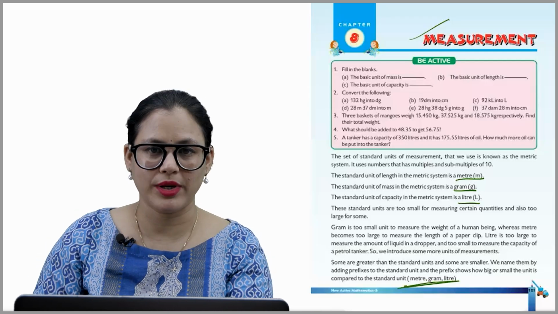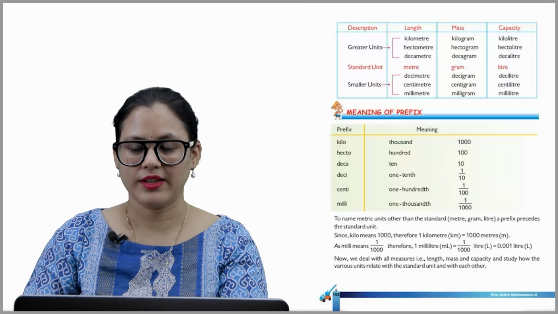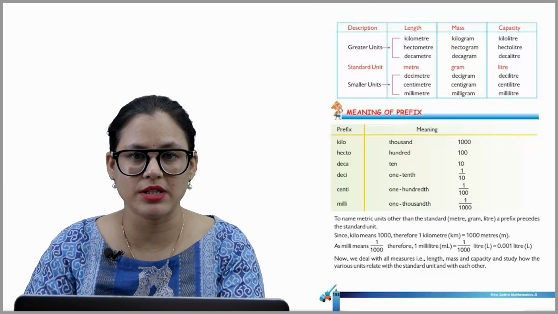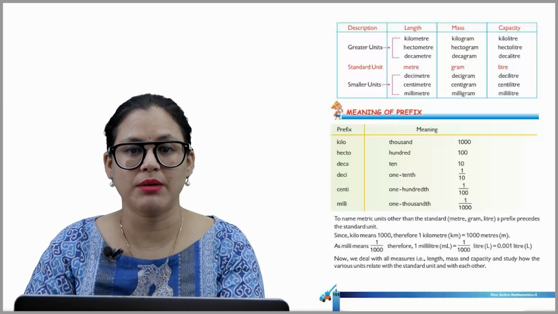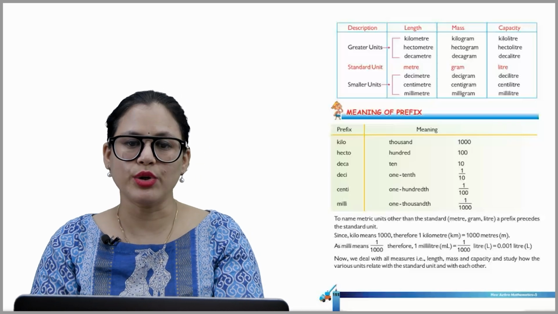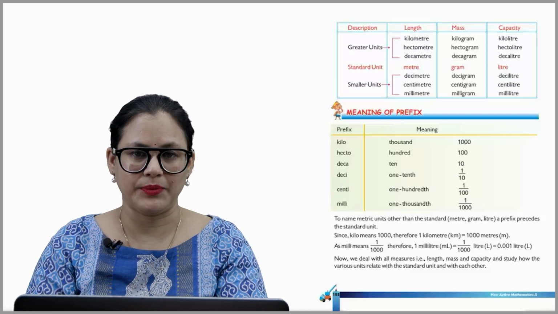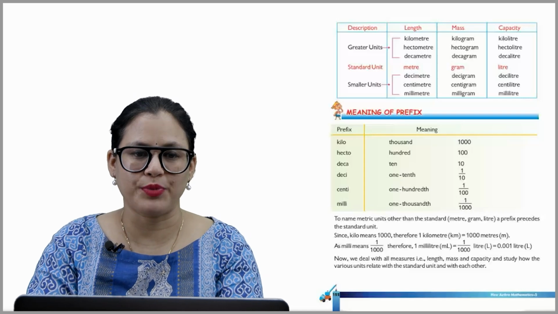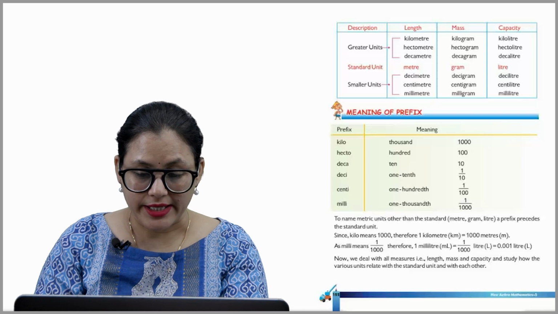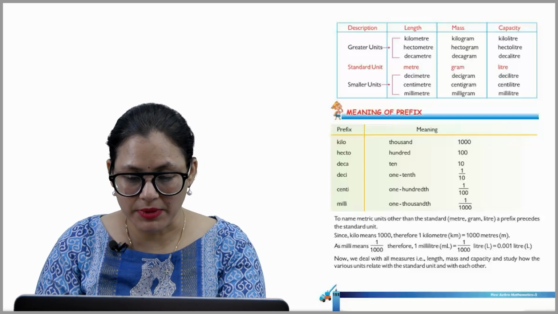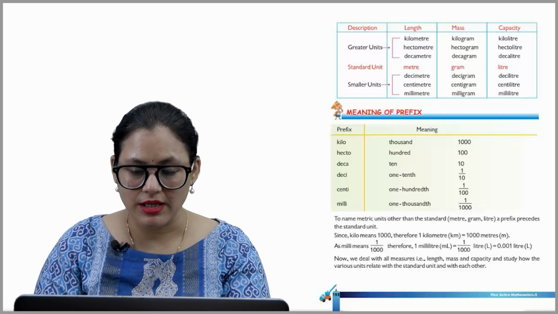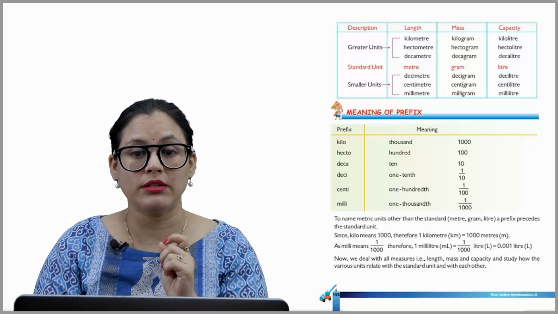These are your standard units, right? Okay, description. Greater units in length are kilometer, hectometer, decameter, and in mass, kilogram, hectogram, decagram, and in capacity, kiloliter, hectoliter, decaliter. These are the standard units, and smaller units are deci, centi, milli, right? Now, meaning of prefix. Prefix kilo means 1000, hecto means 100, deca means 10, deci means 1/10, centi means 1/100, that is 1 by 100, and milli means 1/1000.